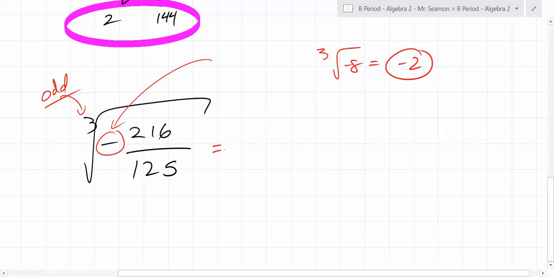So then you have to figure out, are there any cubes in these? You have to do them separately. So what are you looking to do? You can just take that negative out. If it's an odd root, you can just make it negative, and it's going to be the cube root of 216 over the cube root of 125.